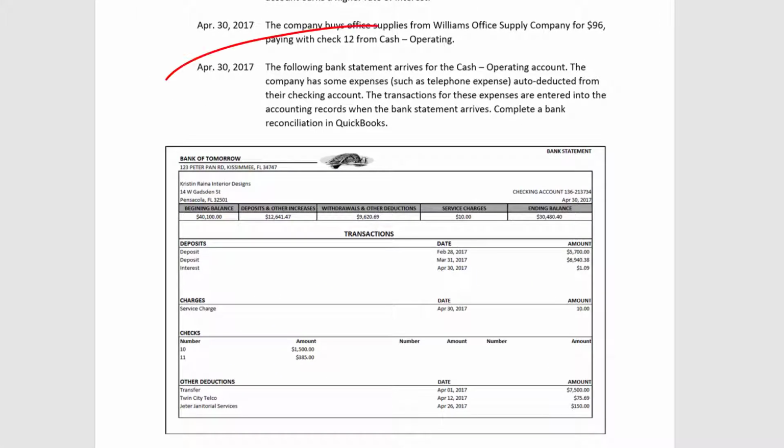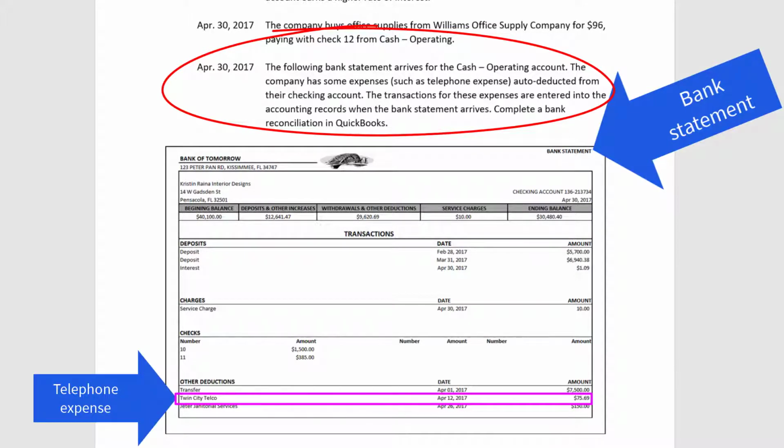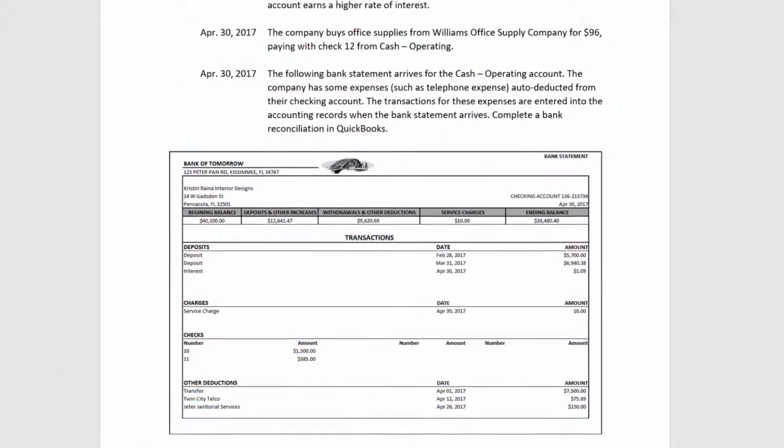Now for our next task. On April 30th, 2017, the following bank statement arrives for the cash operating account. The company has some expenses, such as telephone expense, auto-deducted from their checking account. The transactions for these expenses are entered into the accounting records when the bank statement arrives. So our task is to complete a bank reconciliation in QuickBooks.